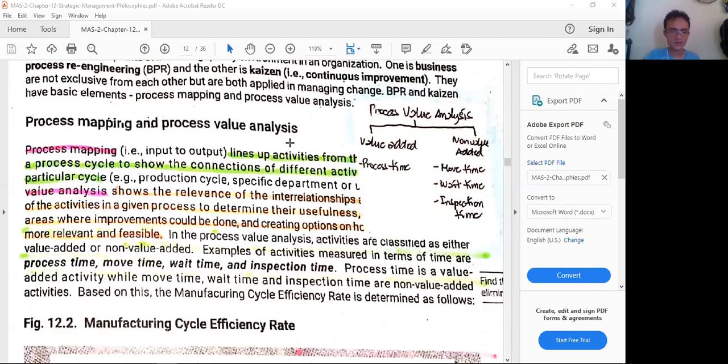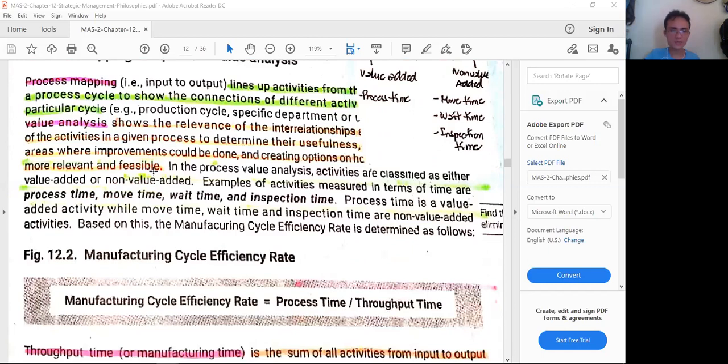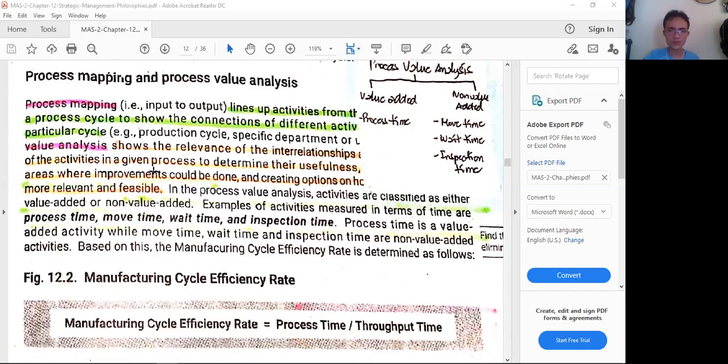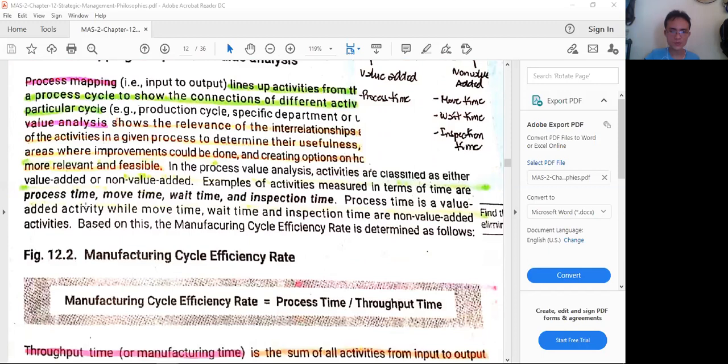All right. You also have process mapping. From input to output, we check the activities that there are as we go along the way. Some activities would be processing, movement, wait, and inspection. So these are terms that we can relate. Process time is really the value-added activity because it's changing the raw materials with the use of our conversion costs into finished products, of course.